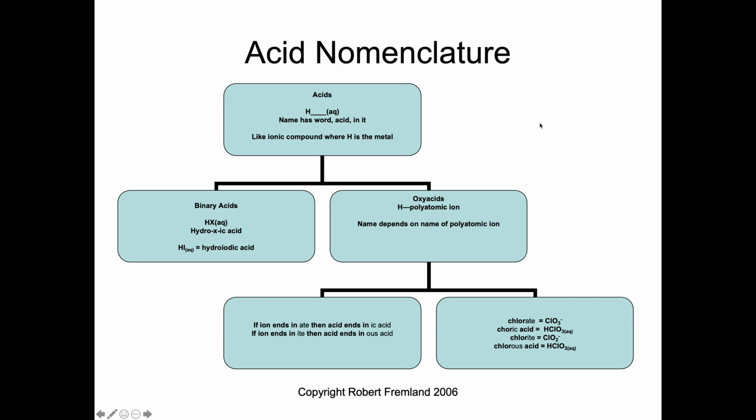Basically, an acid is like an ionic compound. I did mention a while back, hydrogen acts like a metal when it's in an acid. So think of an acid as an ionic compound where hydrogen is the metal. If you look at the periodic table, hydrogen is in group 1, so its charge should be +1. The formula is always going to start with H, and then the rest of it.